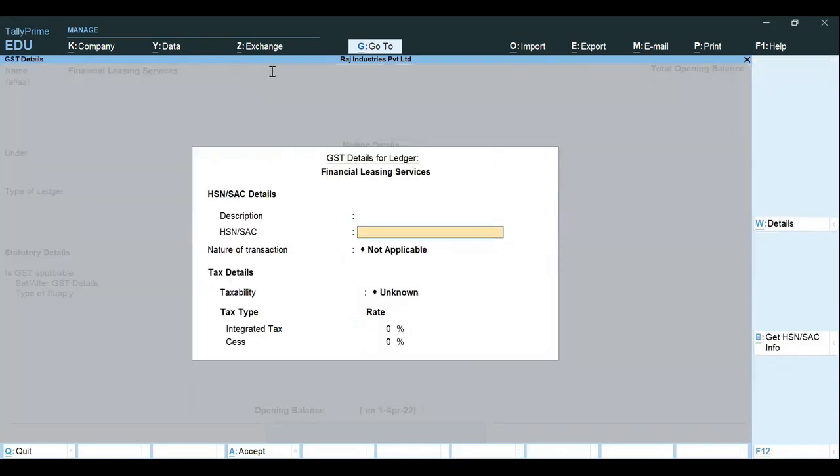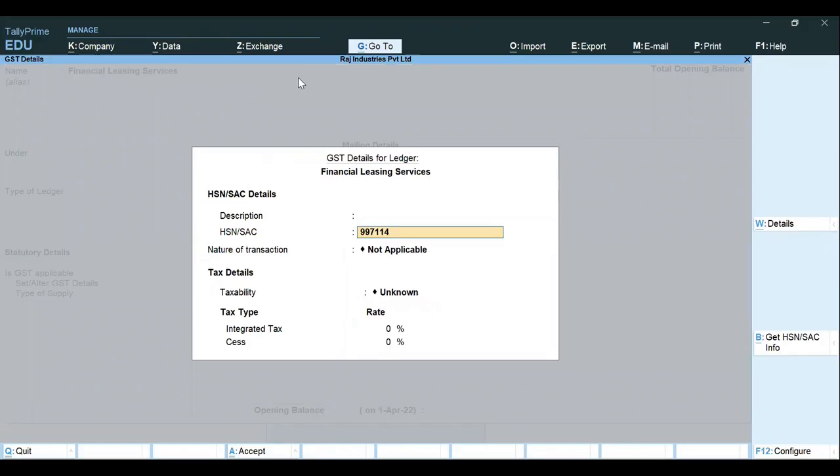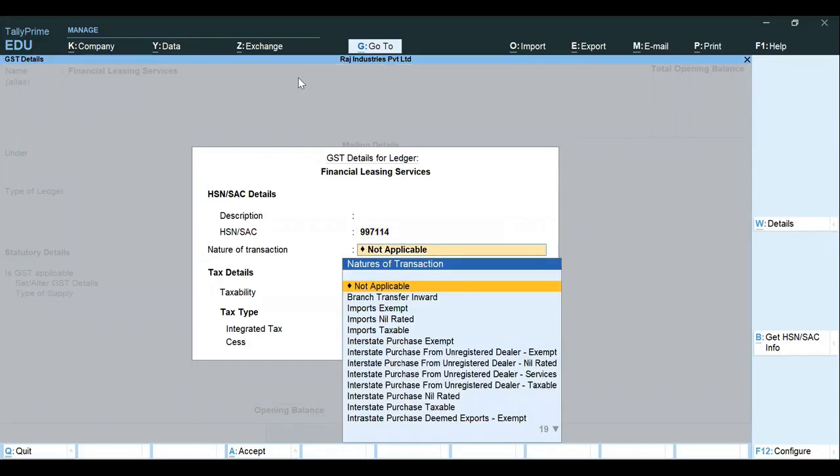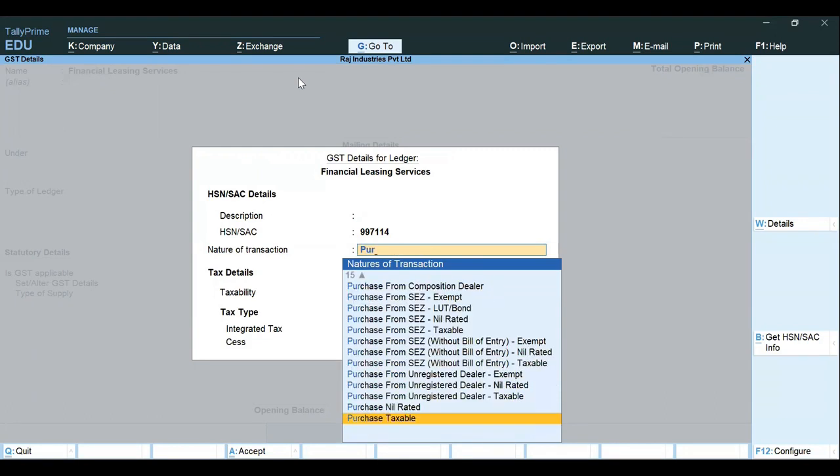It would have a SAC number. So 997114 is the SAC, Services Accounting Code. Now, again here I'm seeing nature of transaction. Like we have discussed, nature of transaction means from where what kind of transaction are you talking about? Are you talking about intrastate transaction or interstate transaction? So here I am saying this is an intrastate transaction.